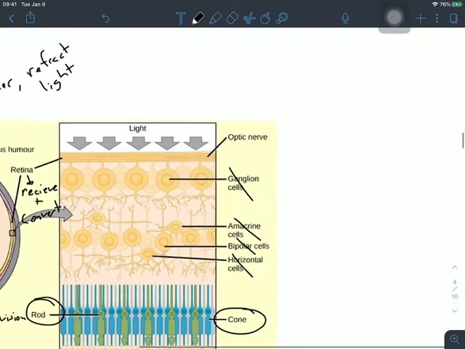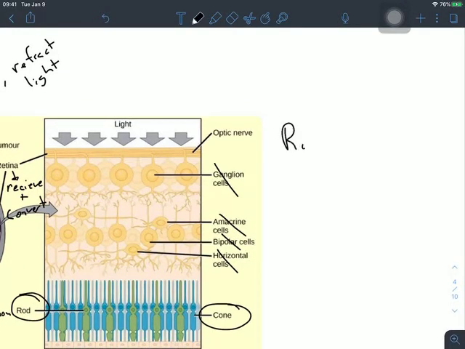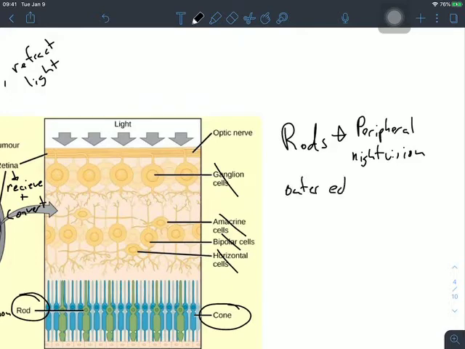Now, rods are light receptors that focus on peripheral vision and night vision. They are focused on the outer edges of the retina, rather than being embedded in the back. And in this way, they're more detecting presence or absence of light.